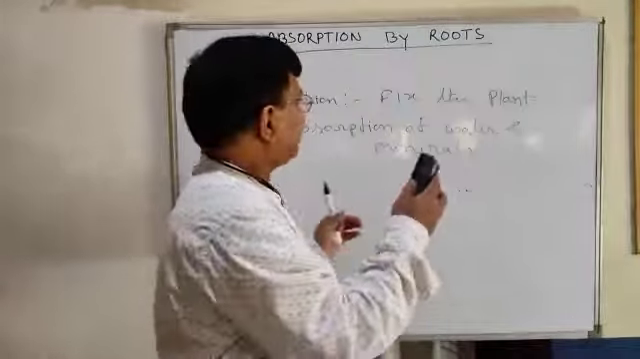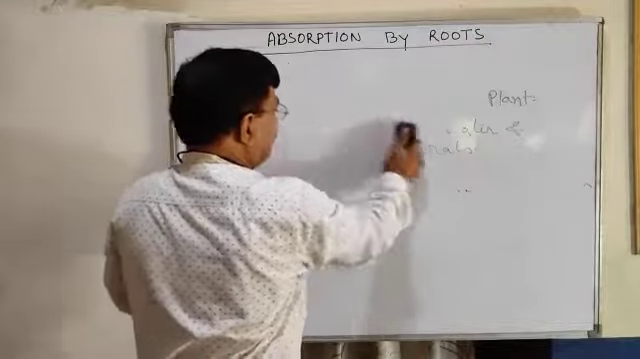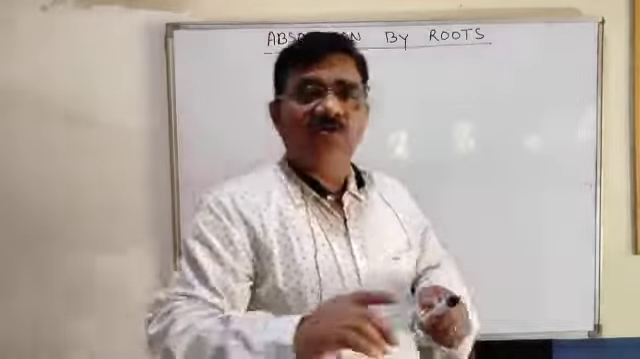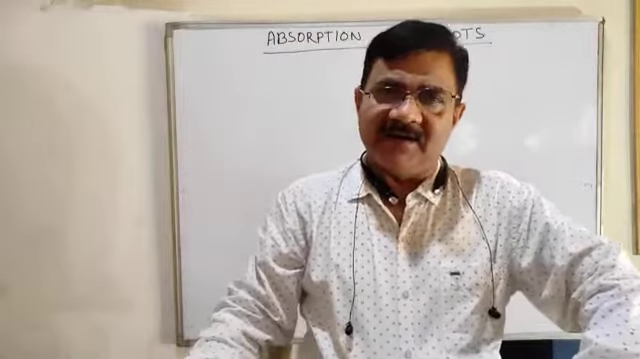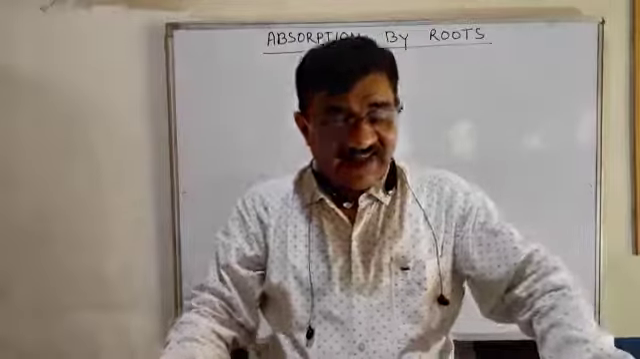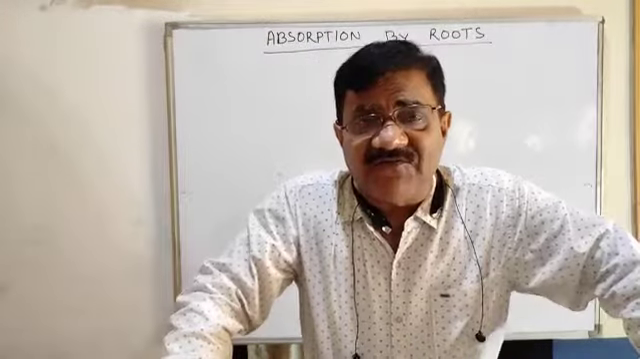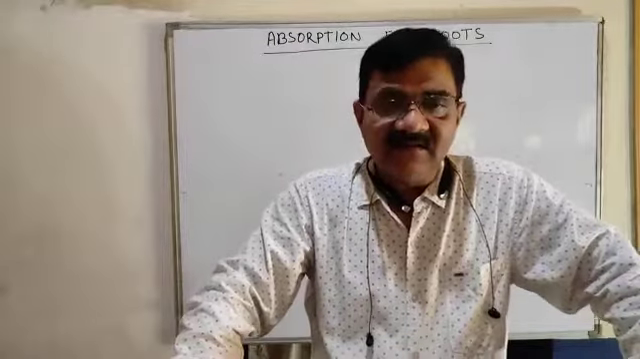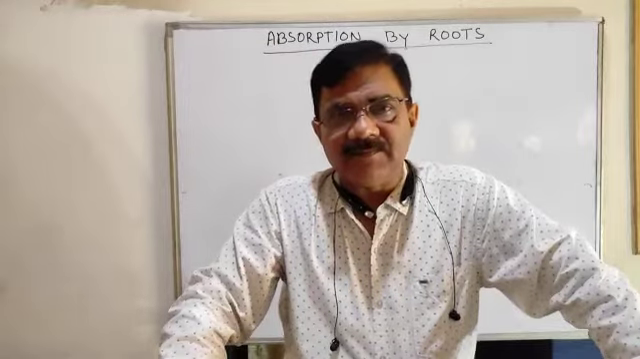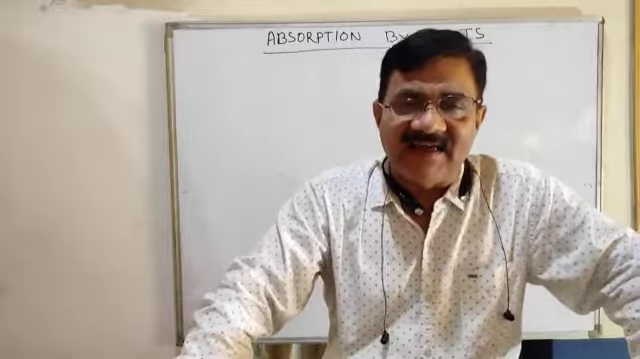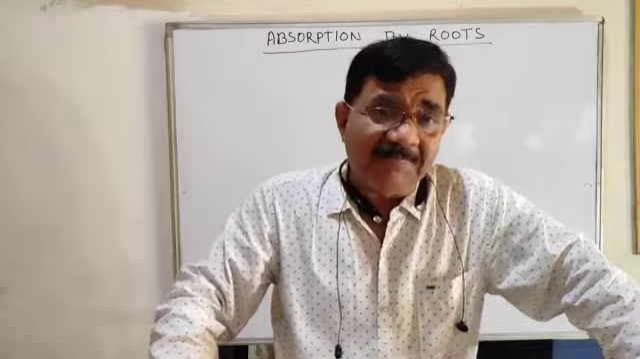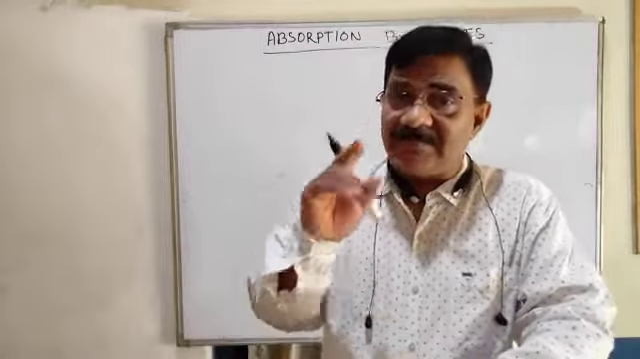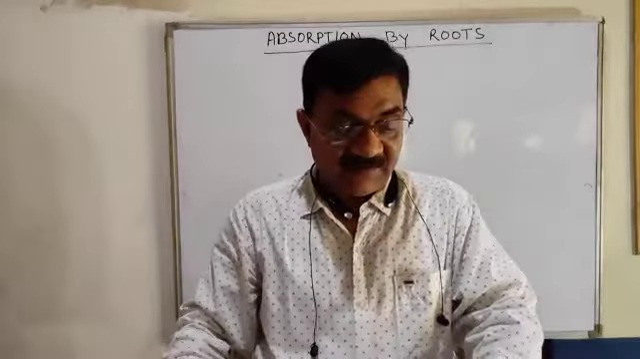Now a question arises. We have understood the function of the root, and that the root absorbs water and minerals. Now why do they absorb water, what is the need of water, and what is the need of minerals? Let us discuss. In all living beings, the living part inside the cell is the protoplasm, and the maximum part of the protoplasm is made up of water. So to build up protoplasm, water is necessary.